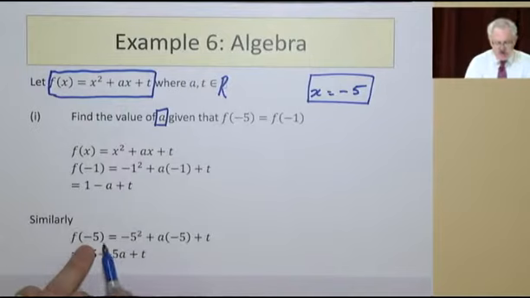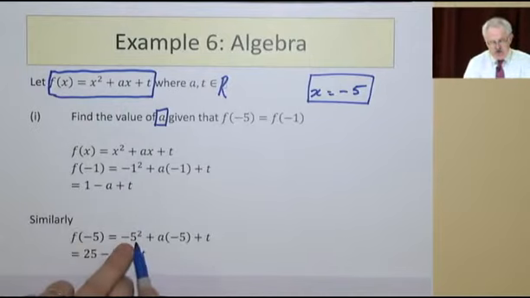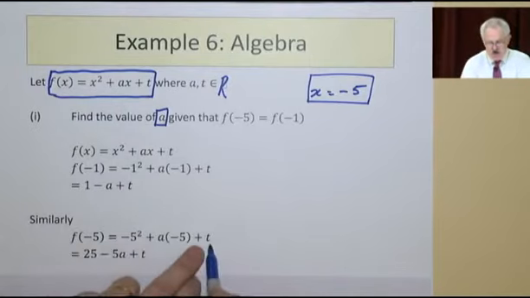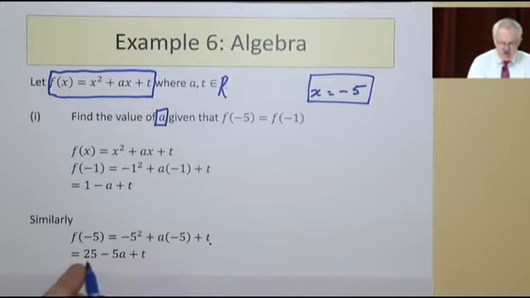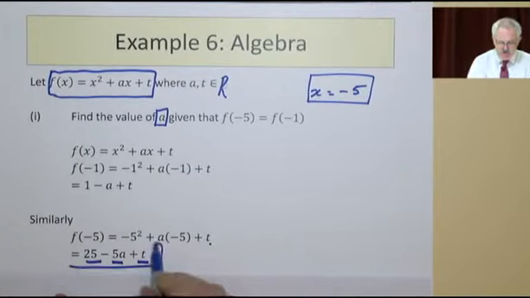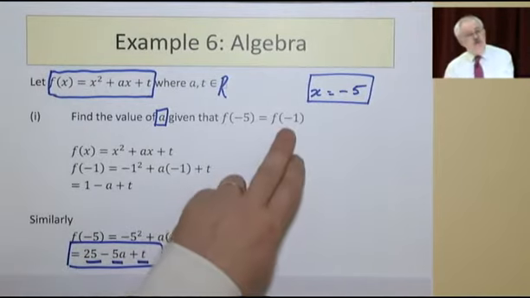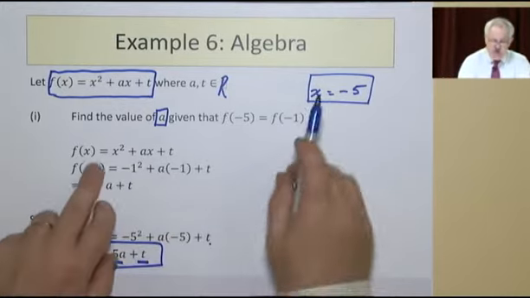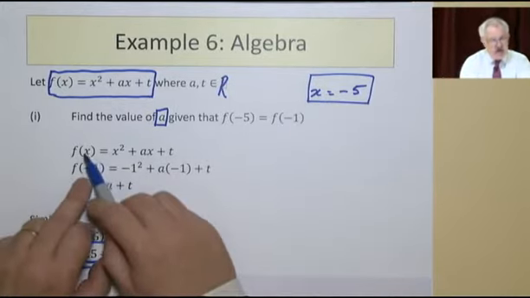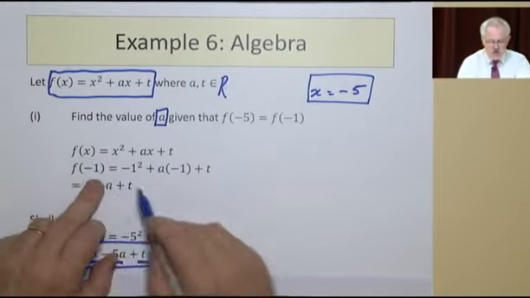Everywhere we see x, we put in minus 5. Minus 5 squared plus a times minus 5 is t. 25 minus 5a plus t is f of minus 5. We're also told that that's equal to f of minus 1. So let's plug in minus 1. Everywhere we see an x, we put in minus 1.